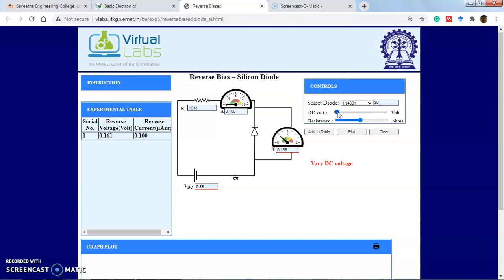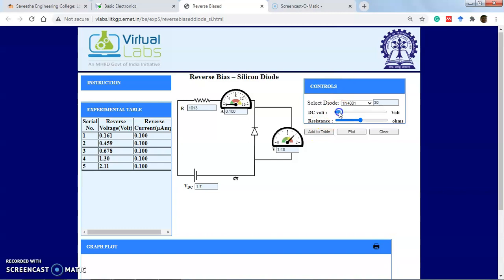0.5. Okay, now you can simply vary the values. I give a small demo to you. Let's say it is 0.5. Then we can add to the table. The reverse voltage is 0.459, and we measure the reverse current value, 0.100. Now I vary 0.5 to 0.8. Then we add the value to the table. Then I vary the DC voltage to 1.5, and add the table value. Similarly, we can increase the DC voltage further, and add to the table.